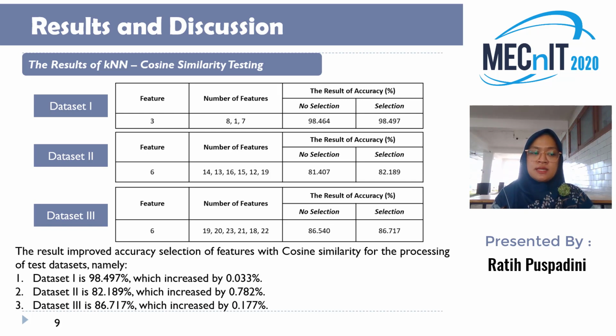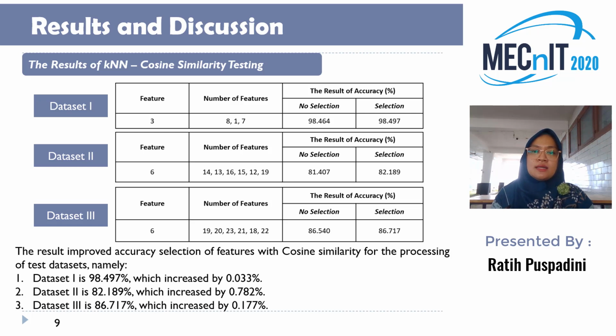The results of KNN with cosine similarity testing. The third result testing is done with the selection of features using cosine similarity. Features that have a minimum similarity value will be eliminated because the data is considered irrelevant and has no effect in data classification using the KNN algorithm. The results of the feature selection accuracy are as follows in the table. The results improve accuracy selection of features with cosine similarity for the processing of test datasets.